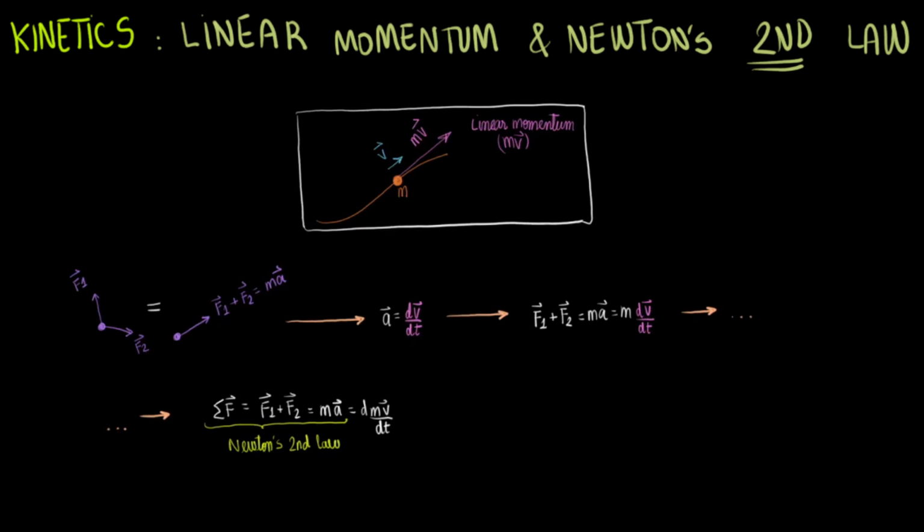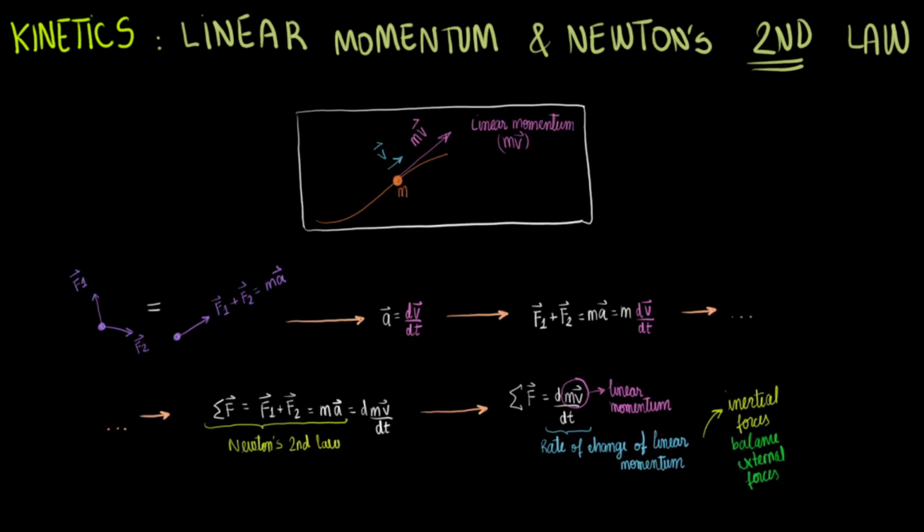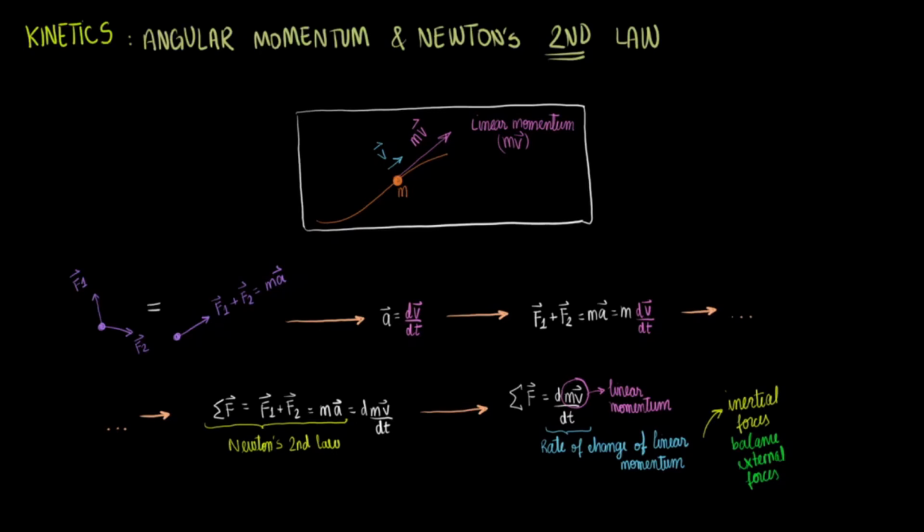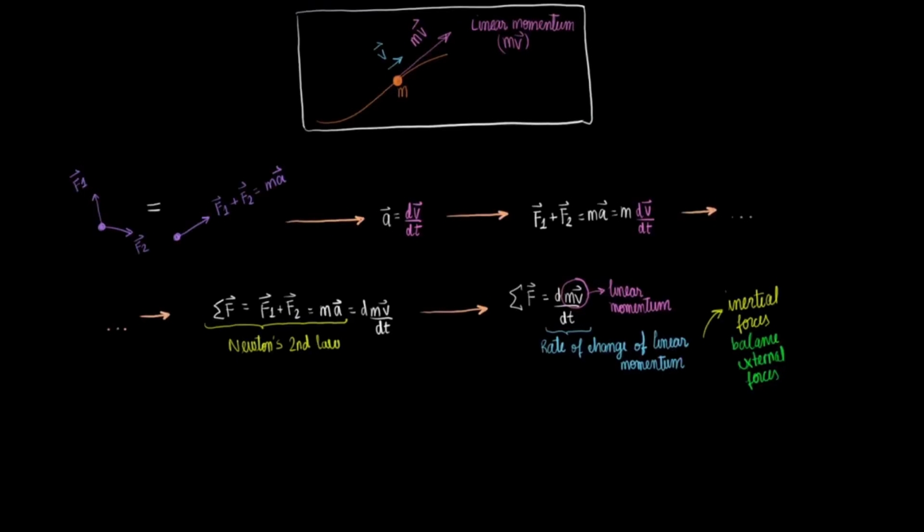Since m is a scalar, it can be moved into the derivative. We are familiar with the left part being Newton's second law, but let's put the ends together. If mv is a linear momentum, the sum of all forces actually equals the rate of change of linear momentum. The right-hand side can be thought of as representing inertial forces that are balancing the external forces on the left-hand side. Let's explore the idea of inertial forces now.